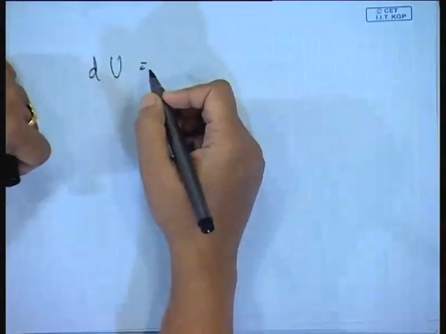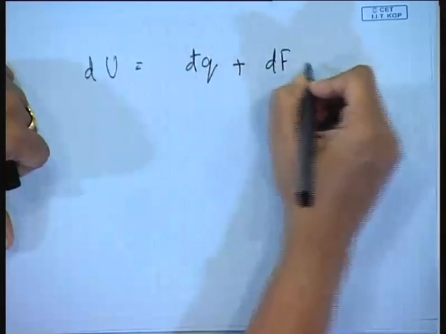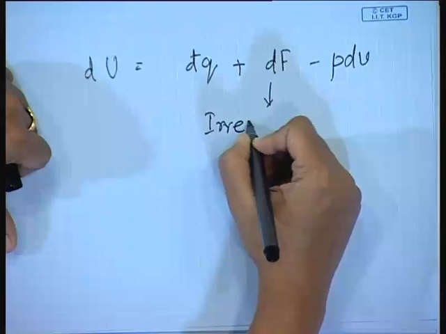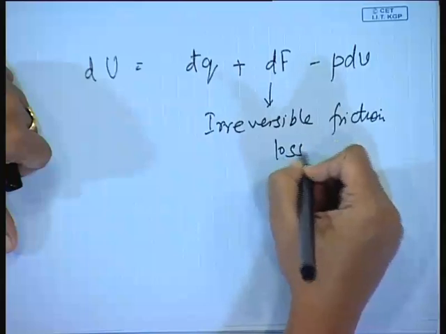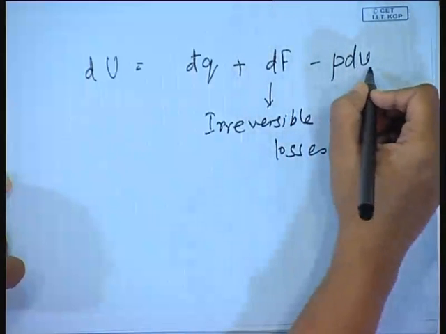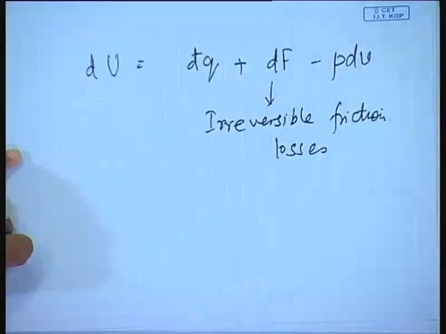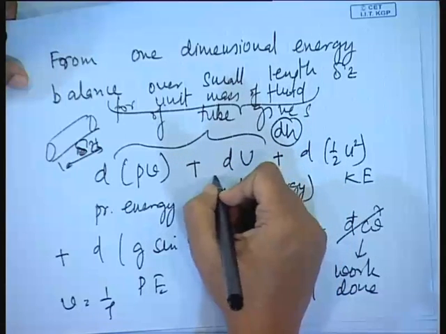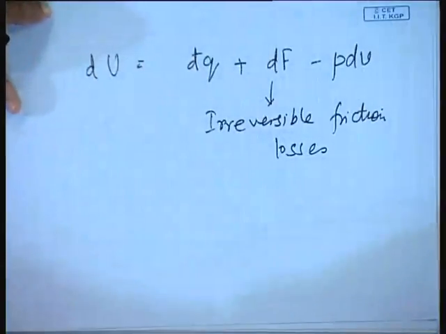The other thing is we can also express du as dq plus df minus pdv, where this df arises from irreversible friction losses. So these three are the components of du. Now if we substitute this particular equation in the basic energy balance equation, then what do we get? If in this equation, instead of du, we write dq, let me do it. Is it getting very messed up? Leave it, I'll rewrite it once more.